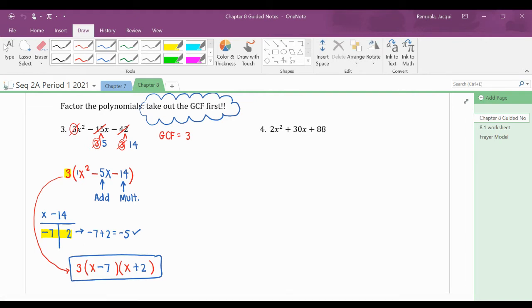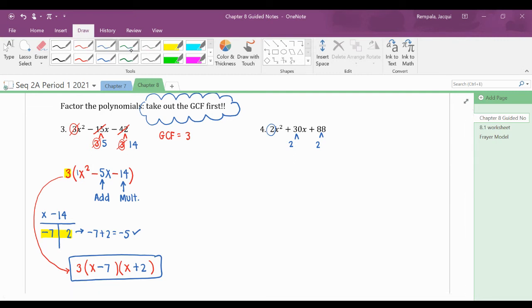So if we take a look at the next problem, 2x squared plus 30x plus 88. We've got to look for GCF first. So looking at that first term, 2x squared, 2, once again, is one of those prime numbers. There's no other way besides 1 times 2 to get you 2. So that's my thought process now. Can I multiply 2 times something to get 30? Can I multiply 2 times something to get 88? Because if I can, that's my GCF.